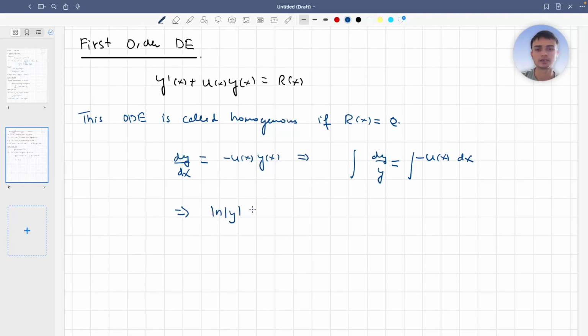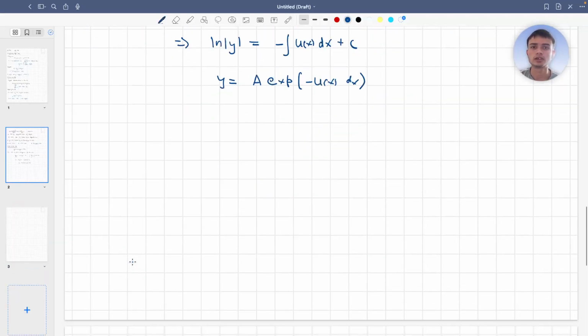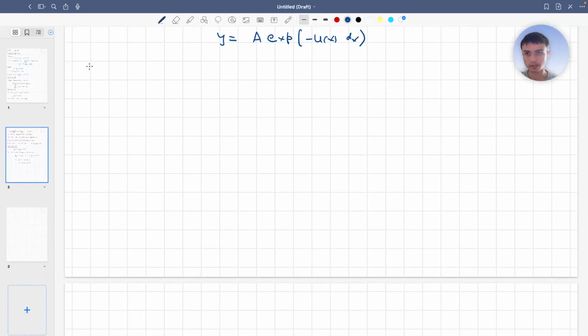Let's take the negative sign outside first. Minus the integral of u(x) dx plus c, right? So y goes as the exponential of minus the integral of u(x) dx. This is precisely the solution of the differential equation when it's homogeneous. So that's one solution.